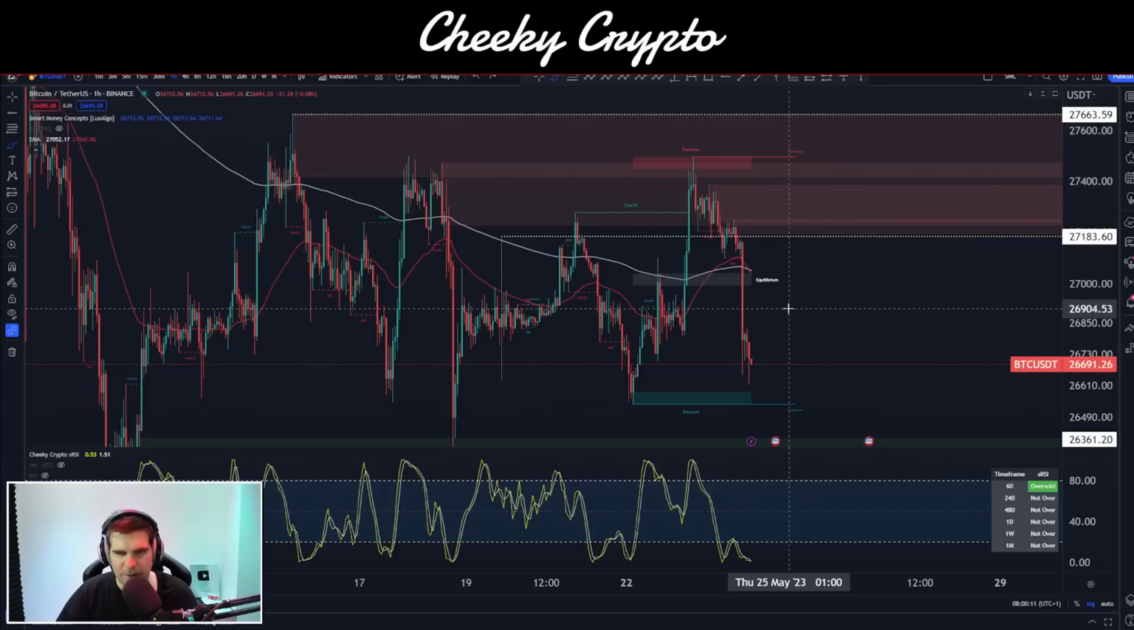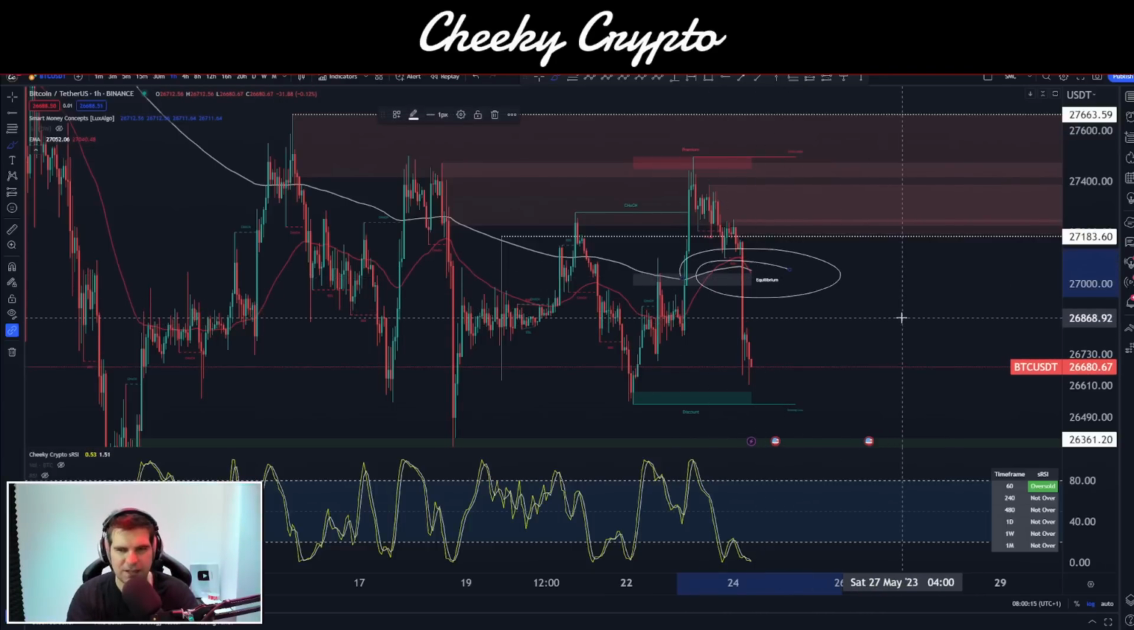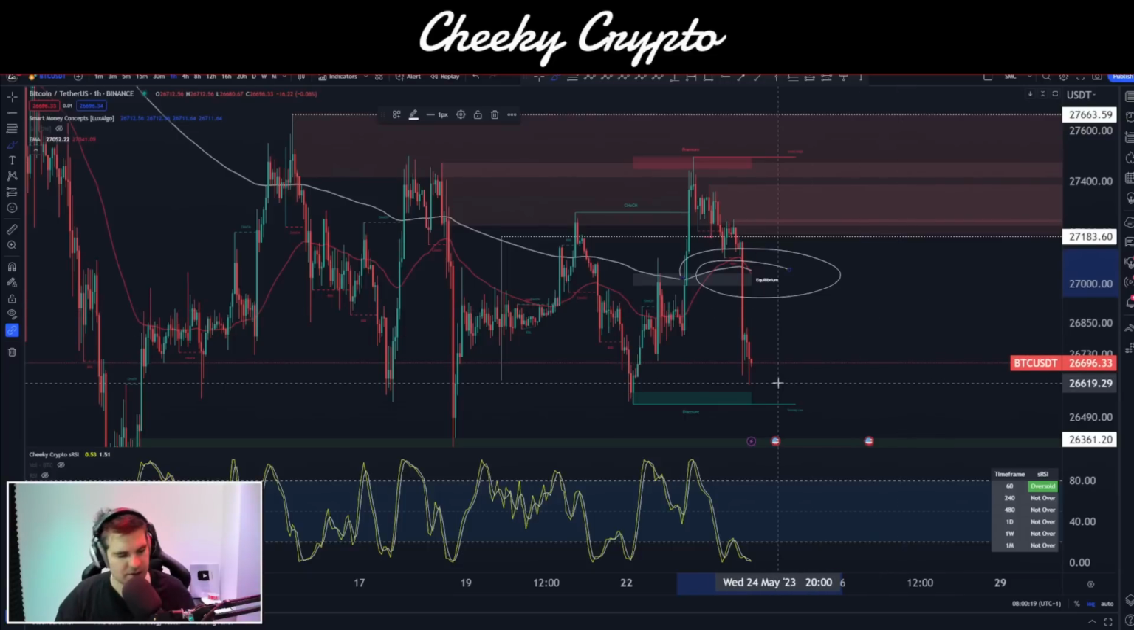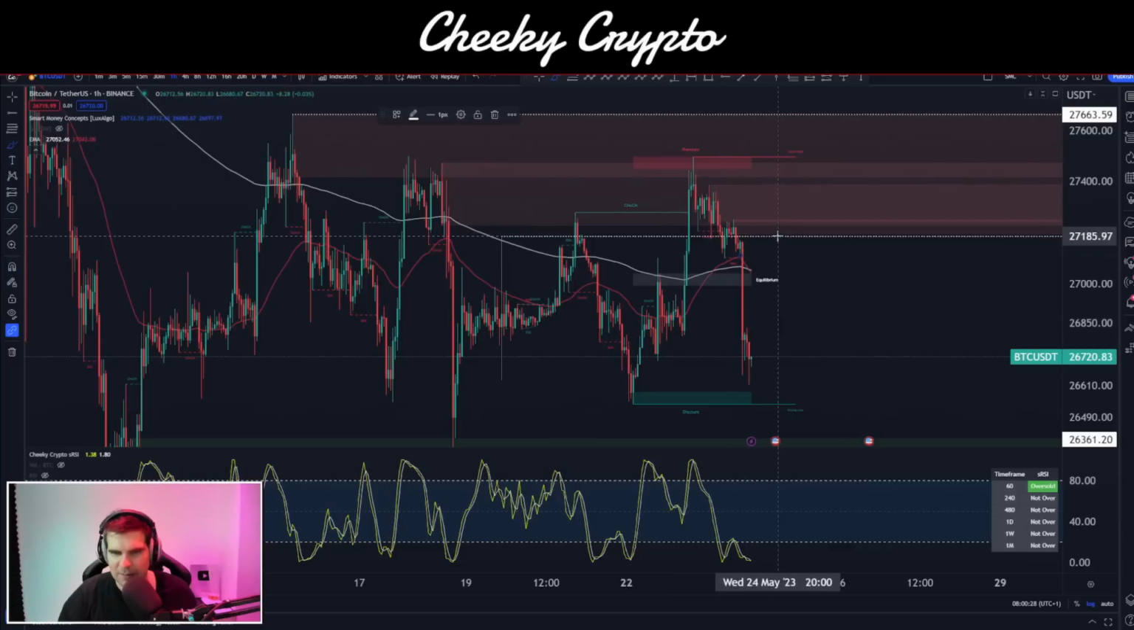So we want to be a little bit cautious here because we completely lost the 50 and 200 EMA and equilibrium here. Completely lost them. The other thing that's worth noting is that this LuxAlgo Smart Money Concepts indicator here hasn't actually tagged up this fair value gap.